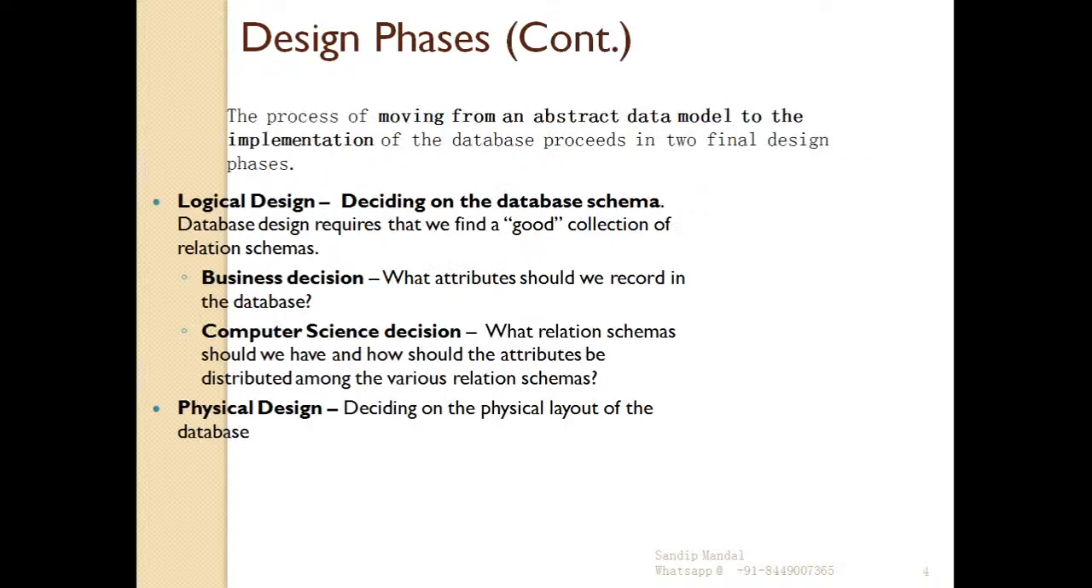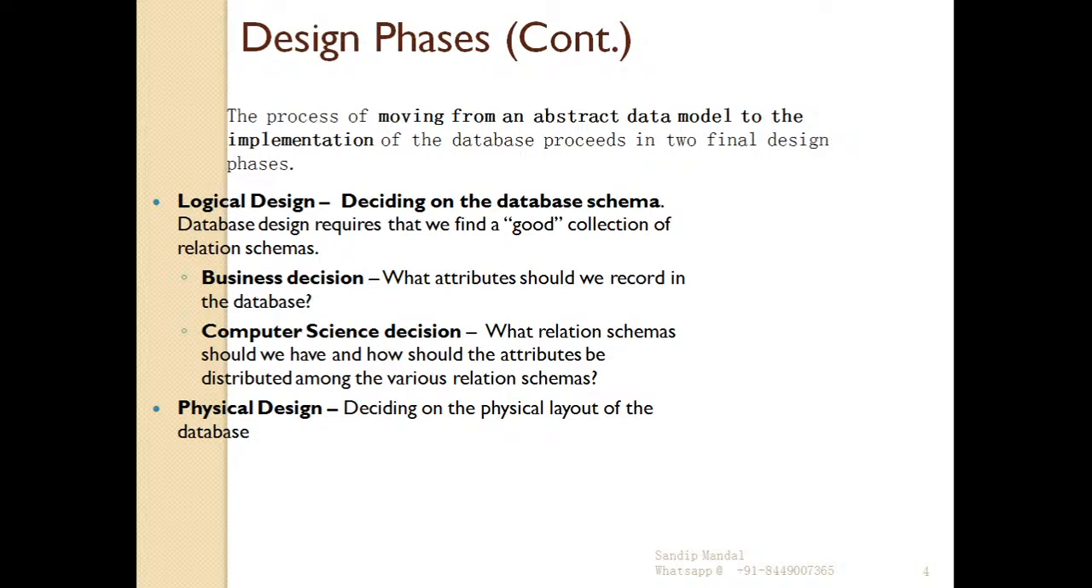Okay, so here is the part. The designing phase is divided in two parts. The designing phase means moving from an abstract data model to the implementation. Whatever we are planning about a student's project and teacher, these are considered as the abstract data model. Okay, so our target is to make it in a physical platform. So two types of design are there, logical and physical.